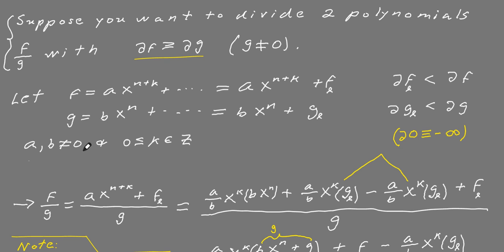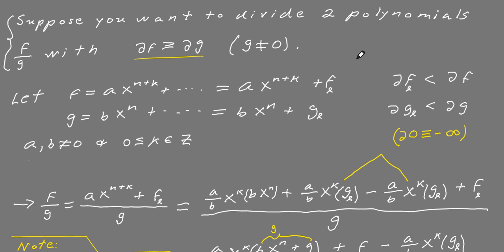The coefficients a and b are not equal to 0, and k is contained in Z, so k is an integer greater than or equal to 0. So if k is 0, these two have the same degree, and if k is larger than 0, f has higher degree than g. It should be clear that the degree of f sub l is smaller than the degree of f, since f sub l by definition just represents the lower degree terms in f, and that the degree of g sub l is smaller than the degree of g because g sub l represents any remaining lower degree terms in g.